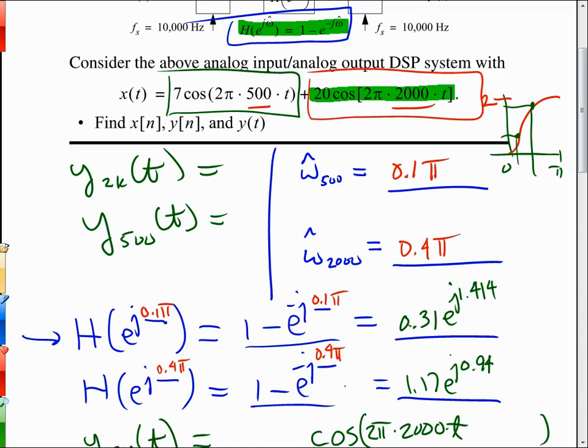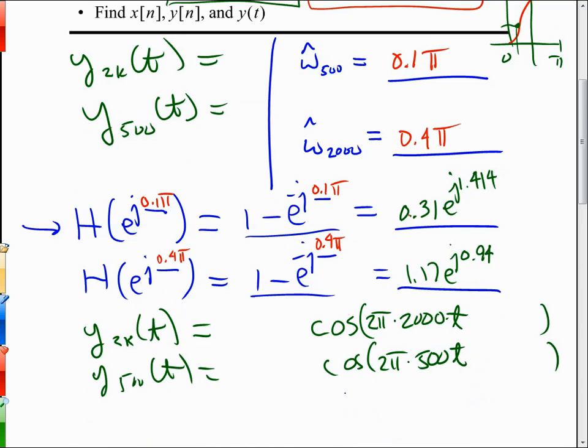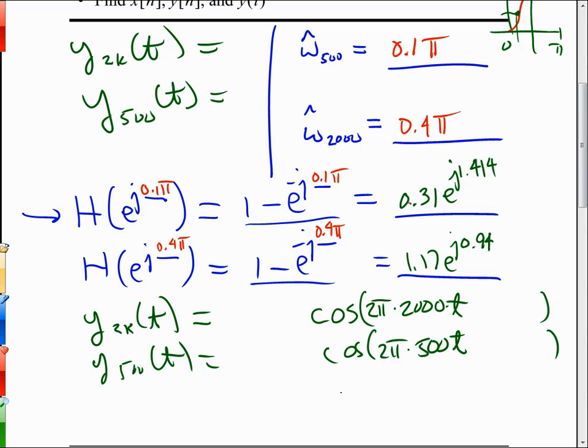And what is the amplitude of the cosine wave that comes in at 2 kilohertz? It's 20, right? So that signal flies in at 20, and then it hits the filter, and what does the filter do to it? Multiplies the 20 by the magnitude response of the filter, which is the 1.17. So 20 times 1.17 is what? Just to have the number to put in here.